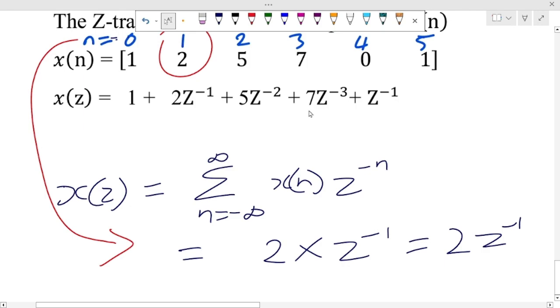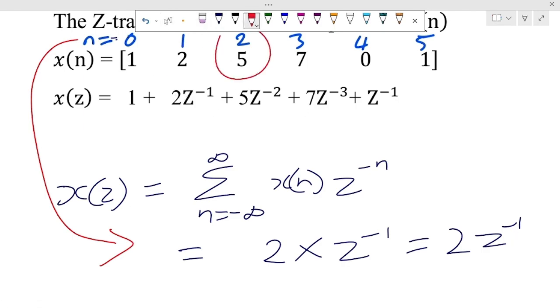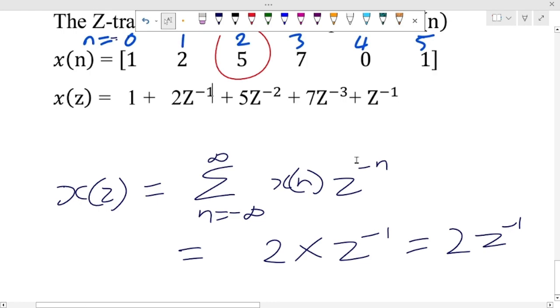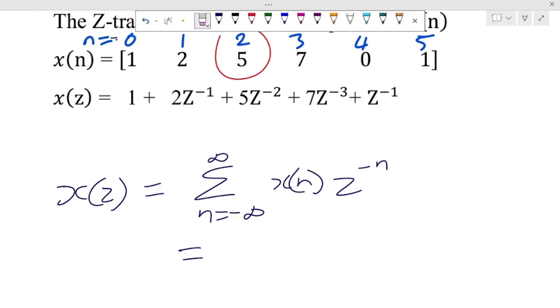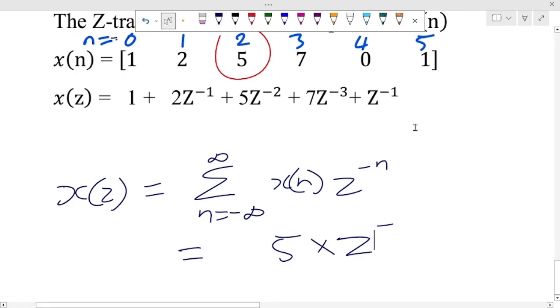Are we following? Then let's go to the third one. At this point, x of n is 5, so here will be 5. Put that there, 5, then times z raised to the power minus n, where n is 2. So you put that there.